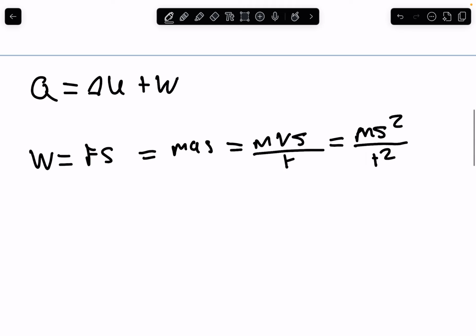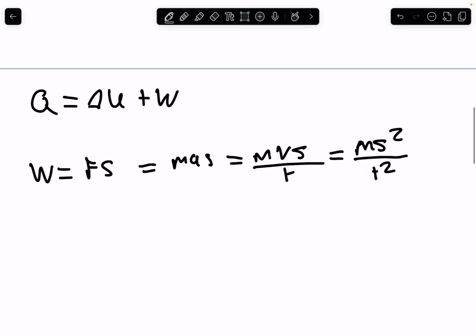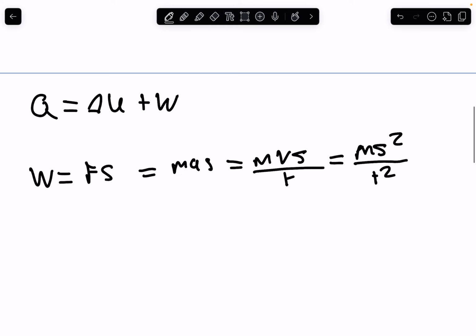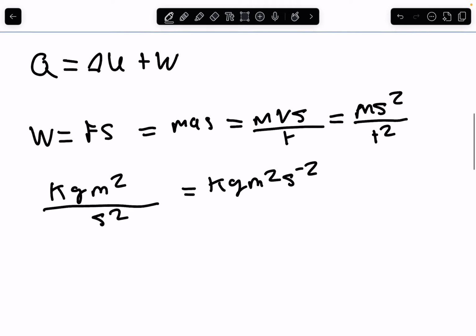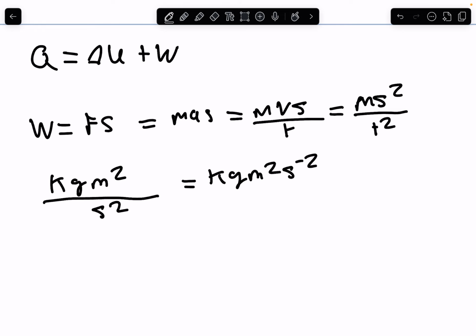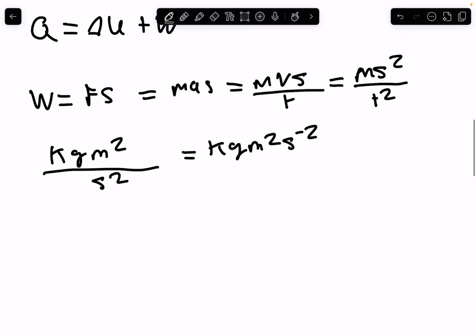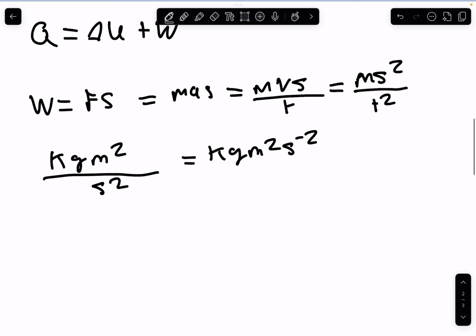Okay. So the units here would be meter for displacement, kilogram for the mass, then meter squared over second squared, which can be written as kilogram meter squared per second squared. Now let's see the one that is in the booklet.